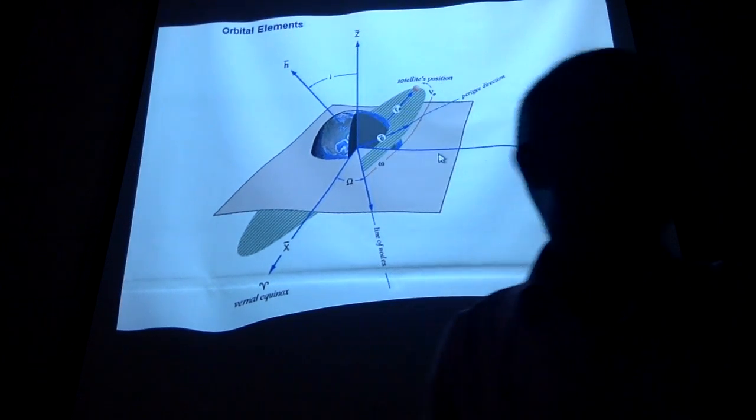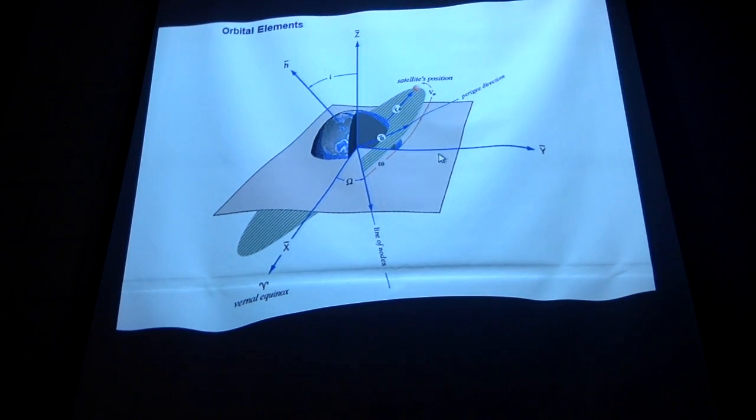So you have been learning about orbits, right? Now everybody understands, has a general idea what an orbit is. Yes. Okay? How do you uniquely describe an orbit? That's what we are going to discuss.